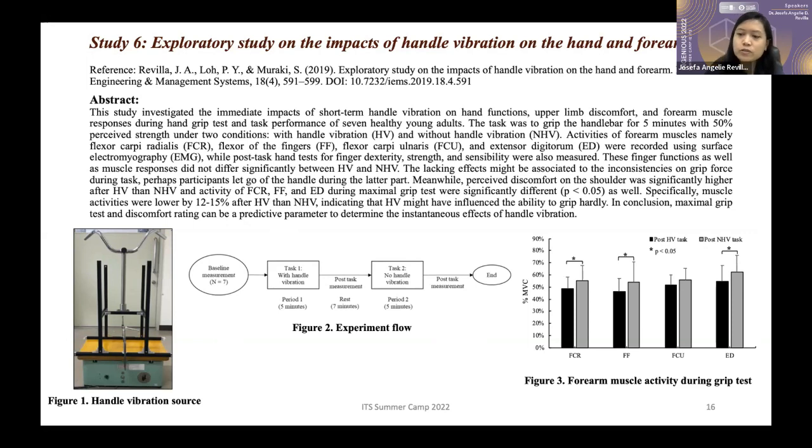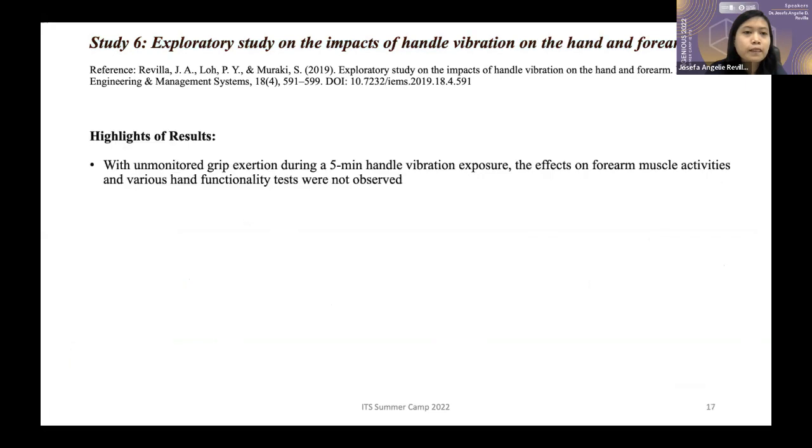Paired t-test and Wilcoxon sign rank test were used to test the significance of the values. So to summarize, or to highlight the result, in this study we were not able to monitor the level of grip exertion during task performance. And so with unmonitored grip exertion during a 5-minute handle vibration exposure, the effects on forearm muscle activities and various hand functionality tests were not observed.